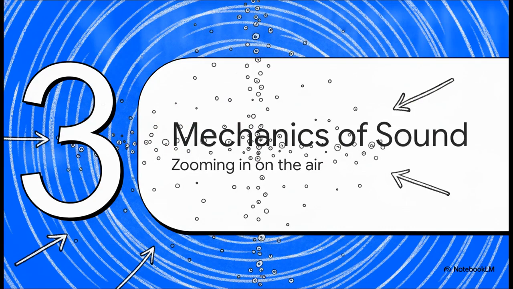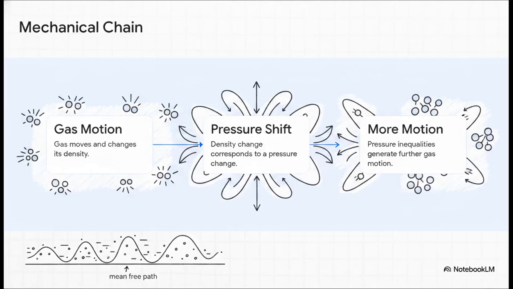All right, Part 3, the mechanics of sound. Okay, so how do we take this high-level idea of wave propagation and ground it in the gritty physical mechanics of a gas? Let's zoom way in on the air itself. The entire physics of sound relies on this continuous three-step mechanical chain reaction. Step 1, the gas moves, which causes its density to change. Step 2, that shift in density inherently triggers a change in pressure. And Step 3, those new pressure inequalities push on the surrounding gas, which generates even more motion, and the cycle continues. But there's a really vital detail here.